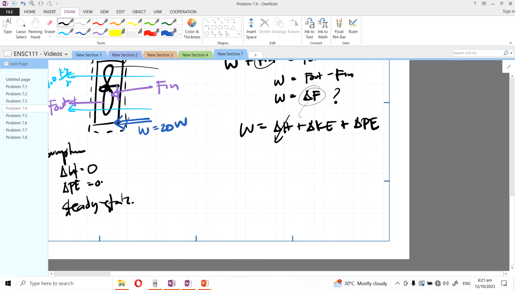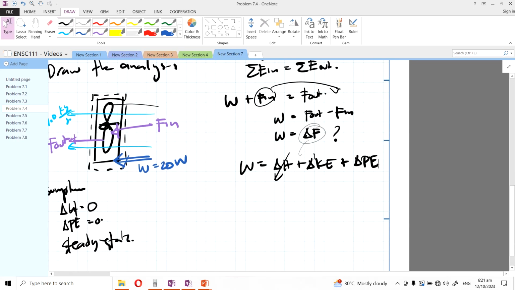Since we say there's no change in the enthalpy, this is 0, and there's no change in the potential energy, this is 0. But for the kinetic energy, there is a change. Of course, we are referring to rate forms here. So delta KE is simply 1/2 m times v2 squared minus v1 squared, the change in the square of the velocities.